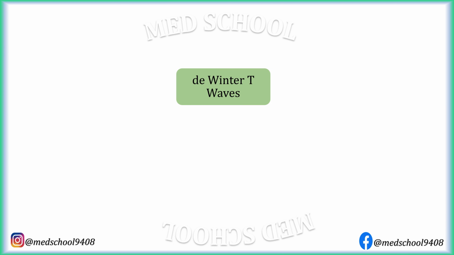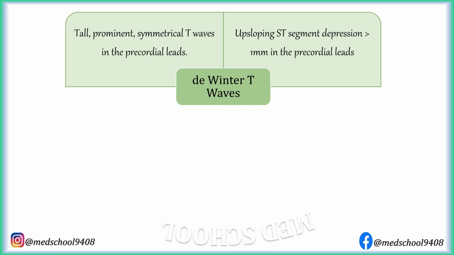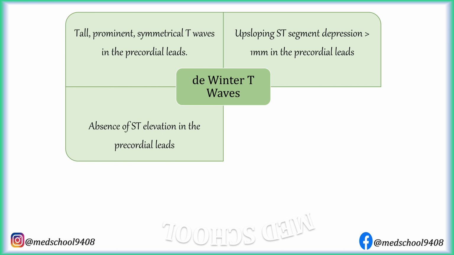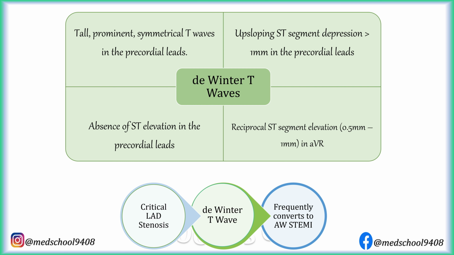Similar to Wellen syndrome, de Winter T waves is also an example of atypical ECG changes indicating myocardial infarction. It also has 4 characteristics, which are tall, prominent, symmetrical T waves in precordial leads, upsloping ST depression more than 1 mm in precordial leads, absence of ST elevation in precordial leads, and reciprocal ST elevation which is typically 0.5 mm to 1 mm in lead aVR. Similar to Wellen syndrome, de Winter T wave also indicates critical LAD stenosis and frequently converts to anterior wall STEMI.